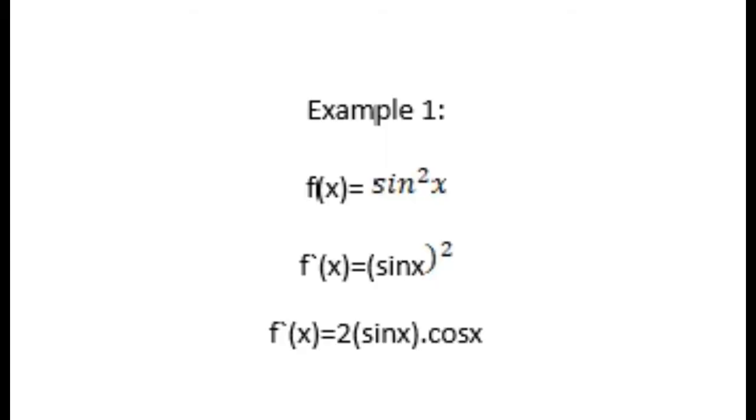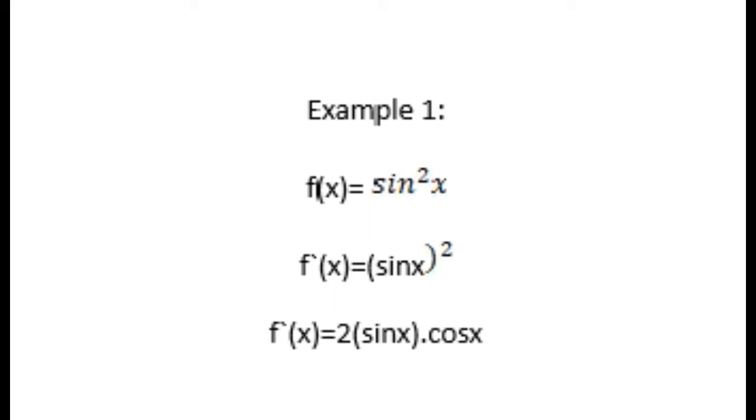Trigonometric function. A function of an angle of an abstract quantity used in trigonometry, including the sine, cosine, tangent, cotangent, secant and cosecant, and their hyperbolic counterparts. Given number 1, f of x is equal to sine squared x. Anytime you have sine squared x, what that means is the quantity of sine x all being squared.